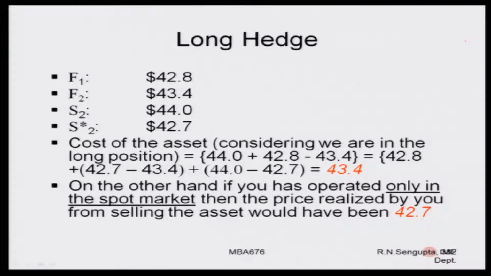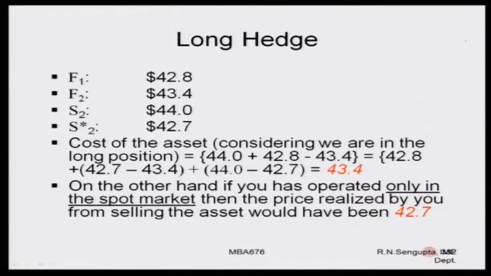Consider a long hedge. The price of F1 is given as 42.8, F2 is given by 43.4. Now, you have basically two spots, S star and S without the star. The value of S star is 42.7, without the star is 44. So, the cost of the asset, considering we are in the long position, would basically be considering the differences in the spots and also considering the futures and the forwards. Hence, the price comes out to be 43.4.